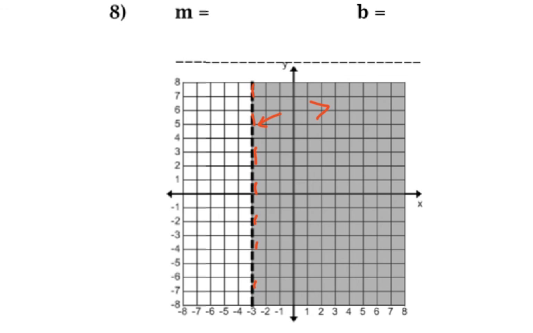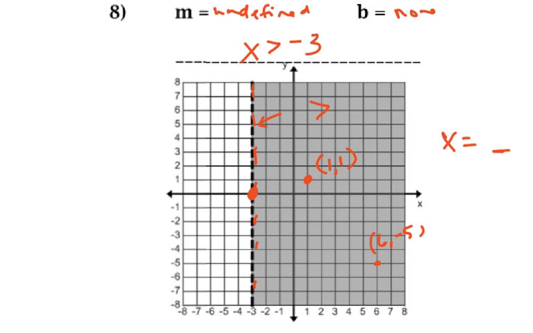No equal to. My y-intercept, there is none. And my slope is undefined. So how do I write the inequality? So remember how we write the equation of a line that's vertical? x equals a number. And so we have to look at where does it cross the x-axis. It's going to be x is greater than -3. All of these ordered pairs have an x that is greater than -3. So this one is (1, 1). This one over here is (6, -5). All of these ordered pairs have an x that is greater than -3.